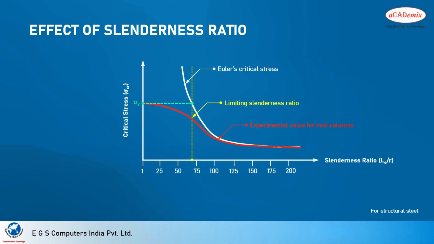Based on the slenderness ratio, we can define whether a column is a short column, an intermediate column or a long column. Let's consider this plot for a structural steel column. Columns having a slenderness ratio less than 40 come under short columns. A slenderness ratio between 40 and 150 is an intermediate length column. A slenderness ratio greater than 150 is a long column.